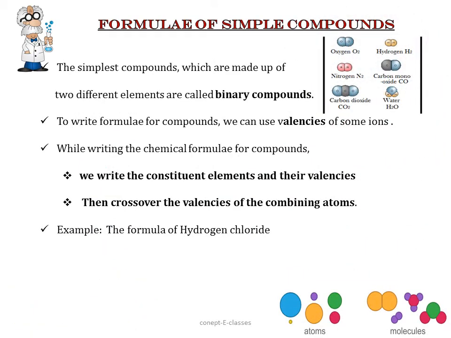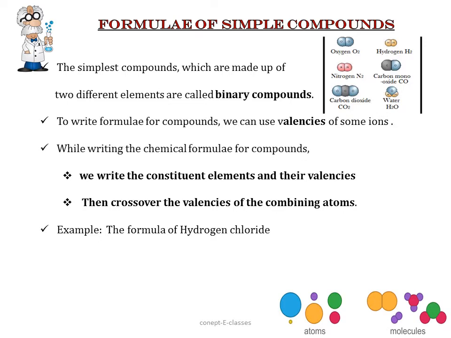So let's see how to write the formula of simple compounds. Now the simplest compounds, which are made up of 2 different elements, are called binary compounds. For example, carbon dioxide is made up of 2 different elements. In H2O, hydrogen and oxygen are 2 different elements. So such compounds are called binary compounds. Now the valencies of some ions, we already saw in the last slide. So we can use these to write the formula of different compounds.